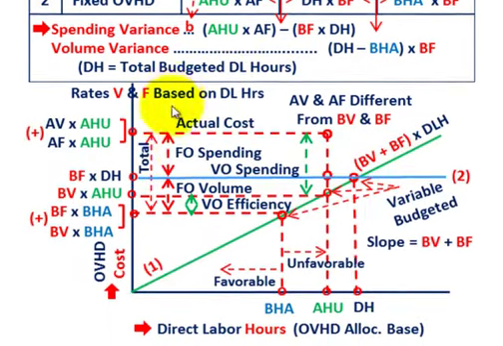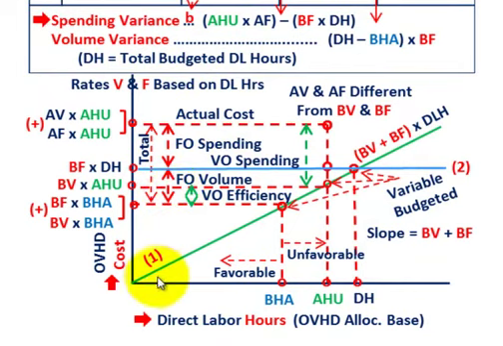Now let's go down and look at it in graph form. Based on our graph, along our x-axis, our bottom axis, we're going to have our direct labor hours. That's our overhead allocation basis that we're using. We're really going to be looking at three different amounts here: the budgeted hours allowed, the actual hours used, and the total denominator hours for our direct labor. And then along our y-axis, we're going to calculate our overhead costs.